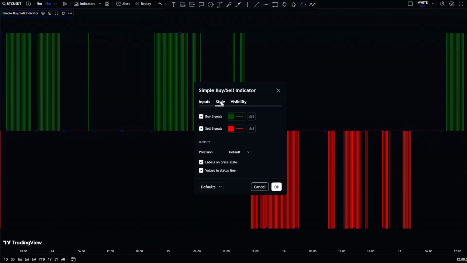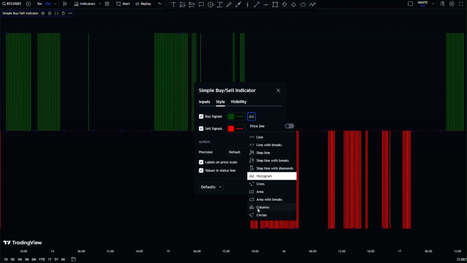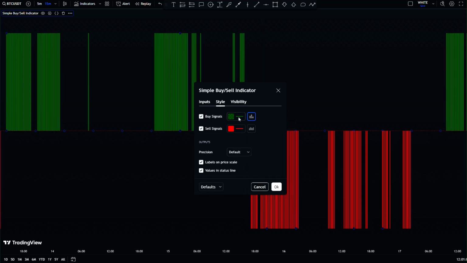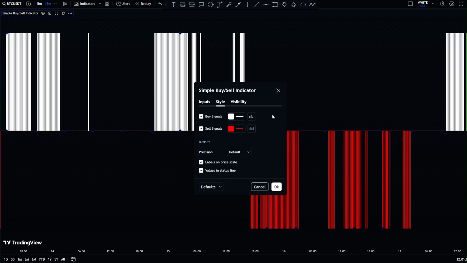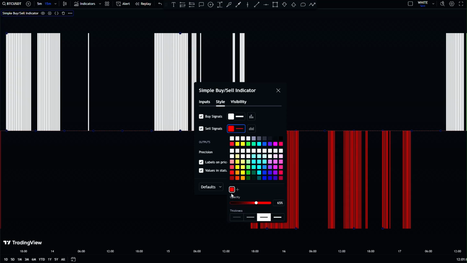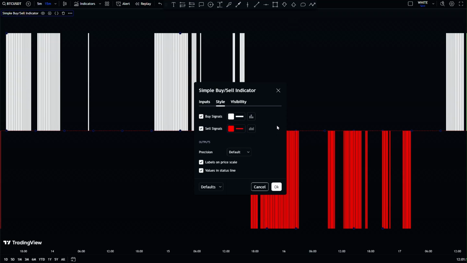conditions. Then in the style section, change the buy signal to white and set it to columns. This makes the buy signals stand out clearly on the chart, so you can easily see when it's time to consider entering a trade. Do the same for the sell signal, but make it red. This way, the sell signals are also easy to spot, helping you know when it might be a good time to exit a trade. And that's it for the settings of the simple buy-sell indicator.